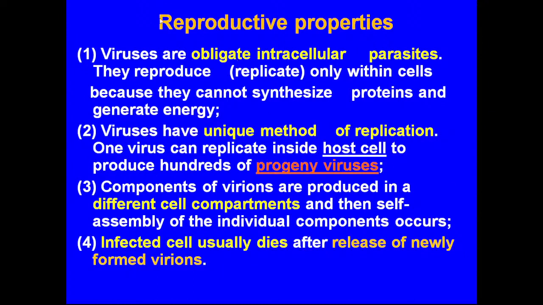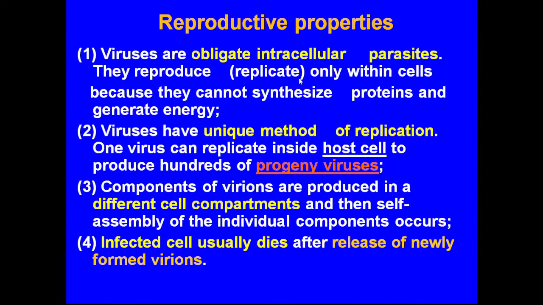So what are the most important properties of the virus multiplication approach? Viruses are obligate intracellular parasites. Obligate means they may multiply only inside the cell because it doesn't have its own organelles, no ribosomes, nothing for protein production. So it usually takes over the host cell biosynthetic machinery to produce the virus-specific proteins and nucleic acids for multiplication.